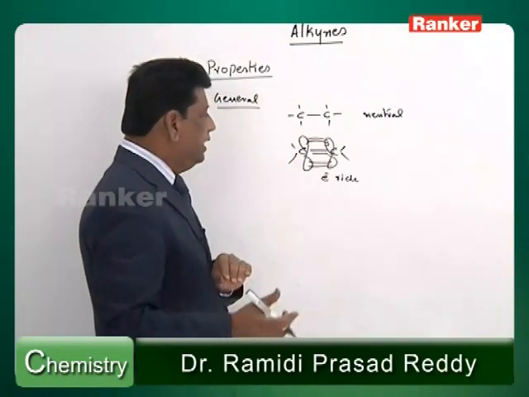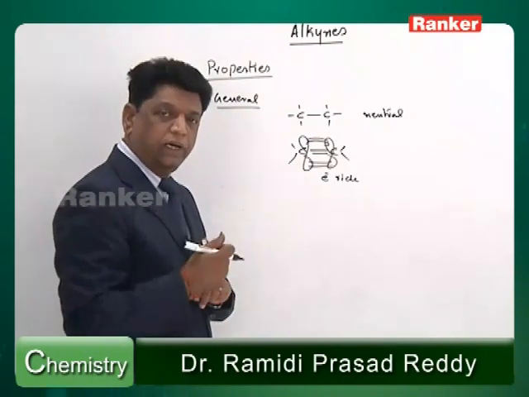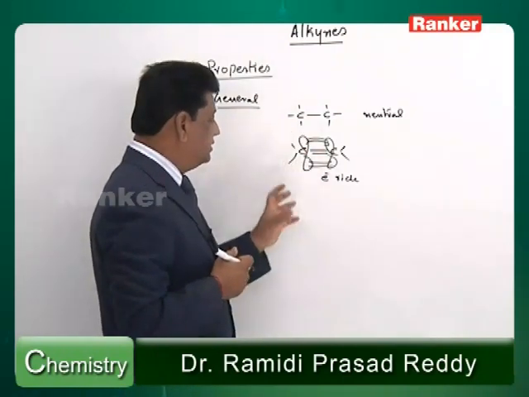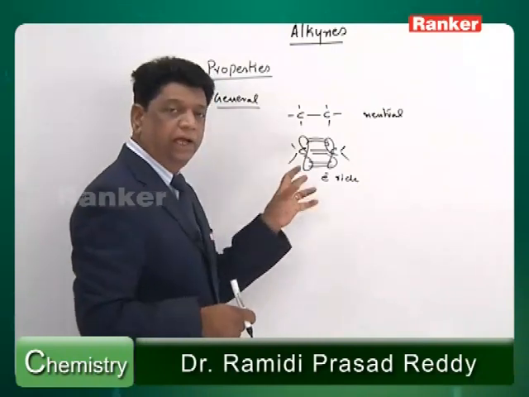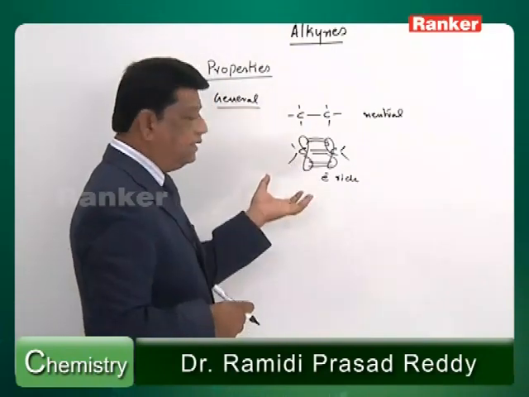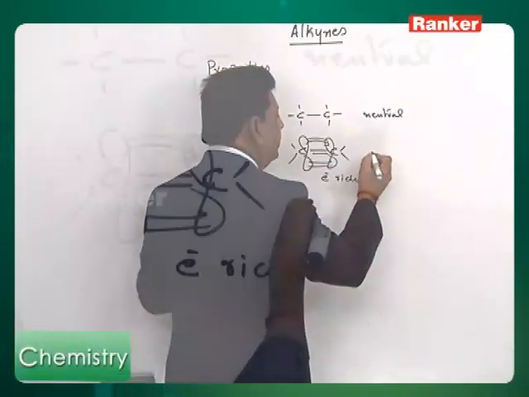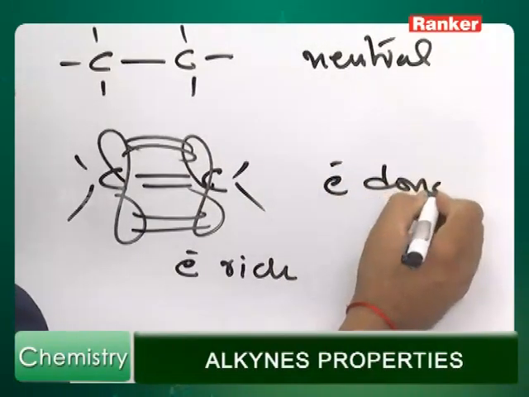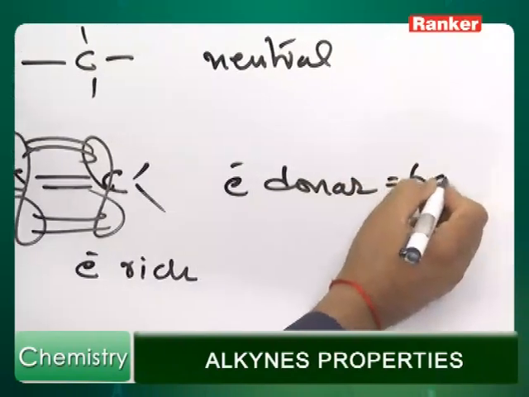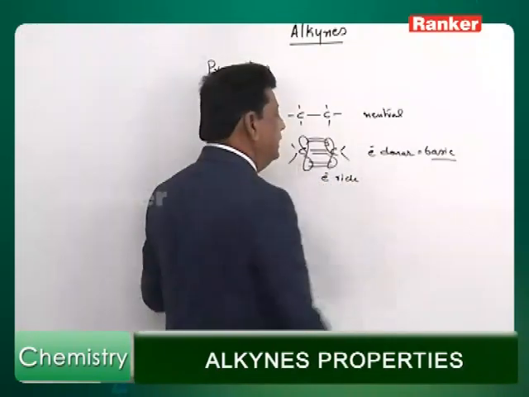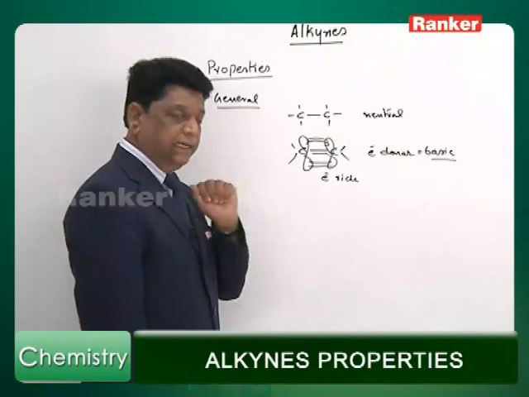So, therefore, any reagent which wants an electron, or electrophiles specifically, can attack and open the pi bond and get the electron. So, they are a source for the electron. Electron donors are nothing but the bases. So, therefore, the compound is basic in nature. So, alkenes are basic in nature.